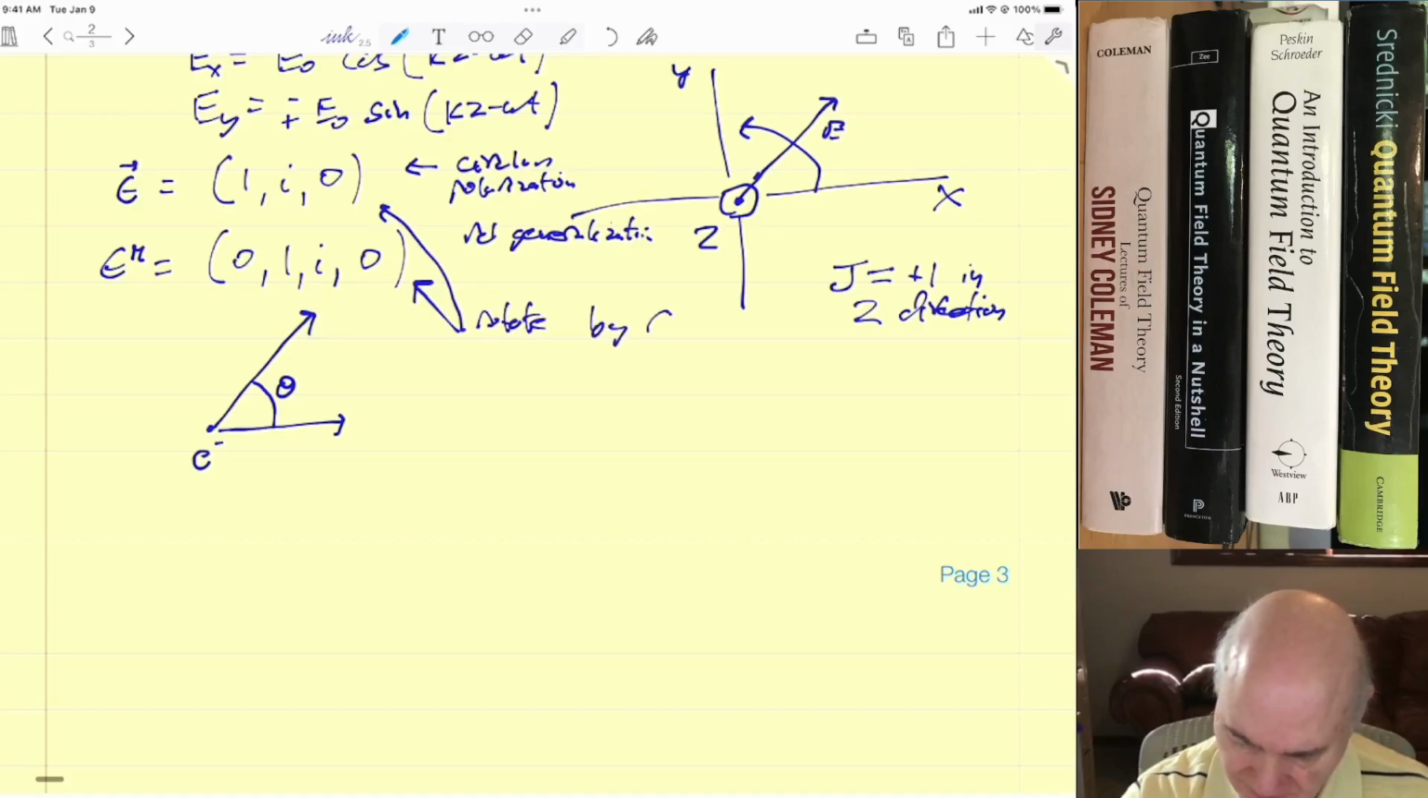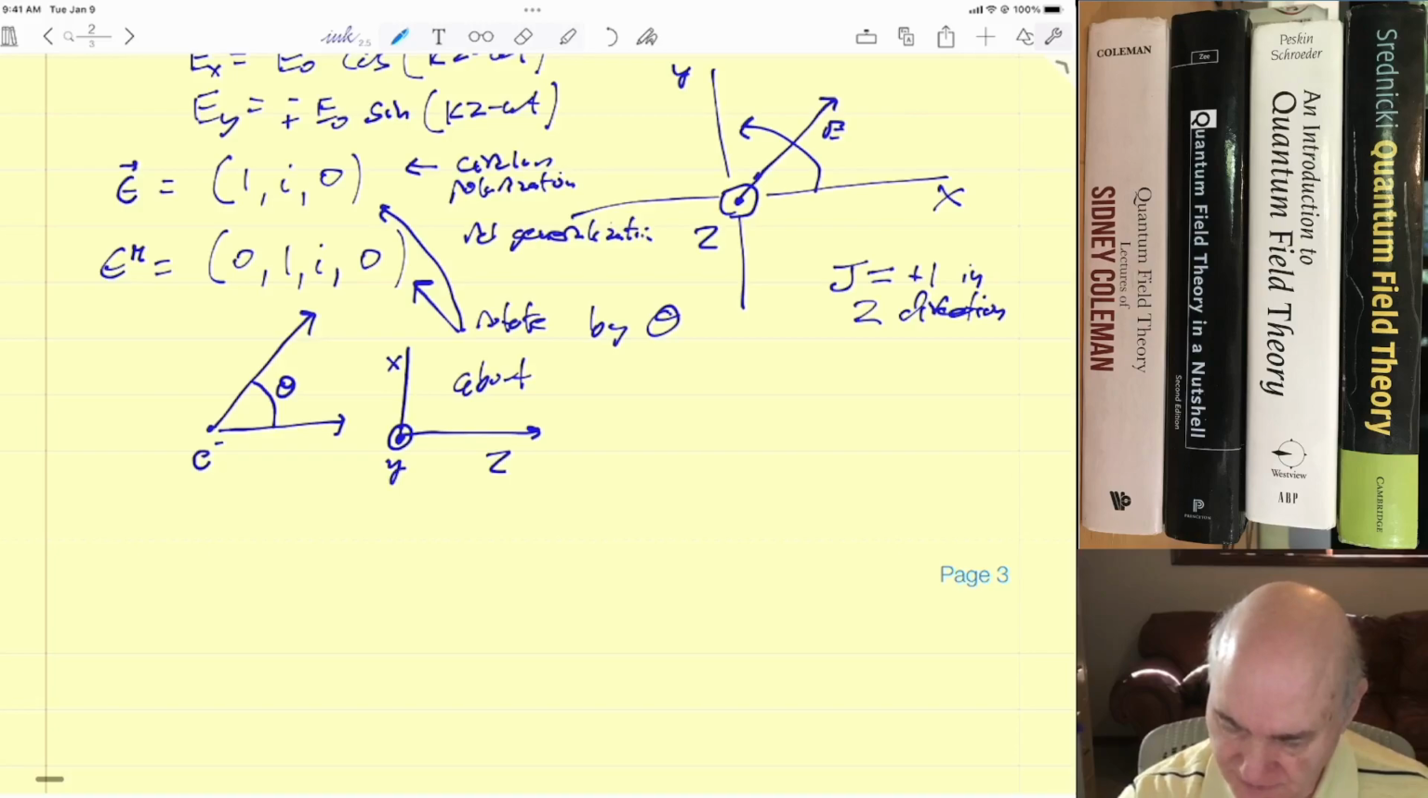by theta about, and remember the convention, this is the z-axis, and Peskin and Schroeder call this the x-axis, which means by the right-hand rule, this is the y outside of the paper. We need to rotate by theta about y from z to x, which is the positive sense.